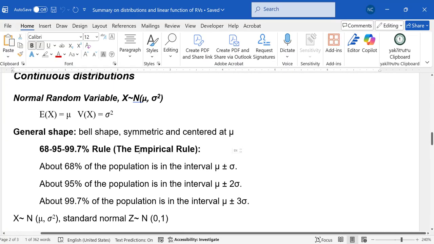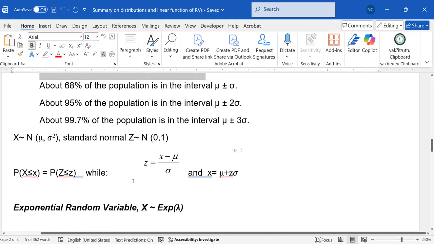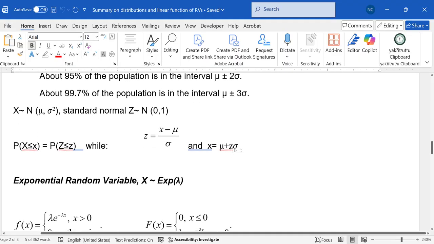Normal distribution, we used a lot. If you can easily remember the empirical rule, that can help you speed up. Some of the multiple choice problems you can solve quickly with it. But you can also check the table, which takes more time. For the normal distribution, you certainly need to know how to check the table to solve for the probability problem.